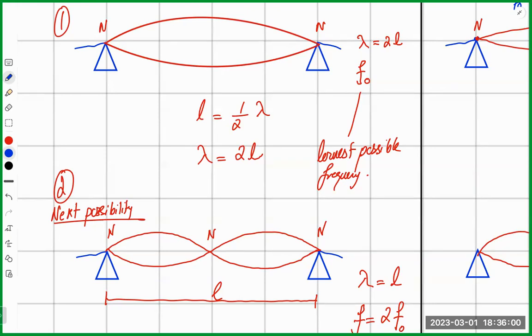In this case, you can see we have one complete wave going in one direction, one other wave going in the other direction. So we have one complete wave between the two node points. So in this case, length equals wavelength, and because we have reduced the lambda to half, the frequency must be 2f naught. In this case, frequency will be twice the fundamental frequency.